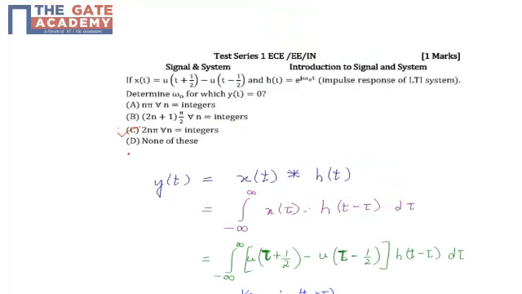Whenever we are given such a question, we need to know the basic formulas and basic concepts of various signals. Using these we can solve such questions. For this, our final answer was option C, that is 2n pi for all n equal to integers.